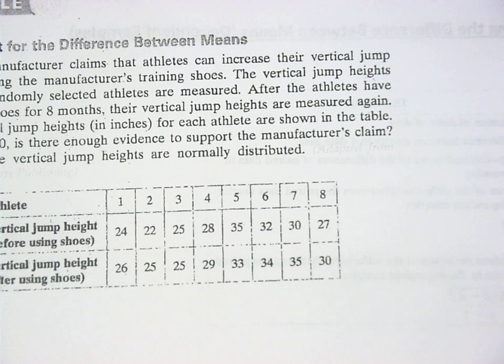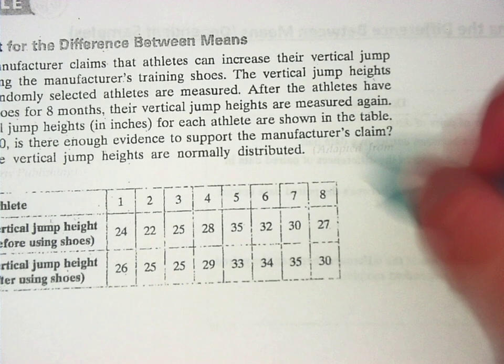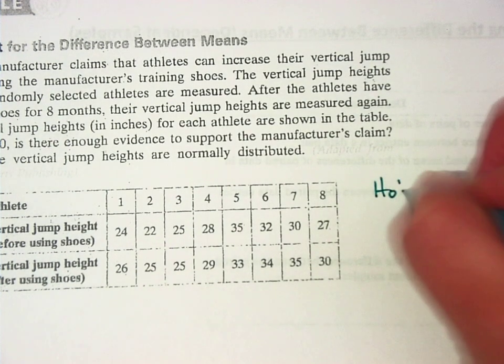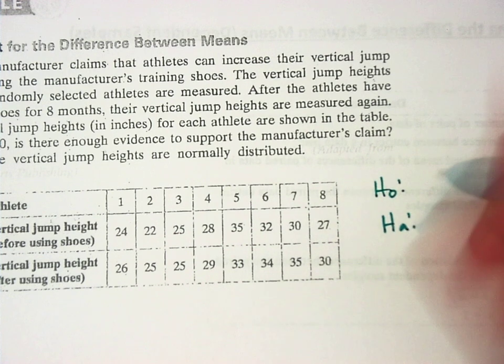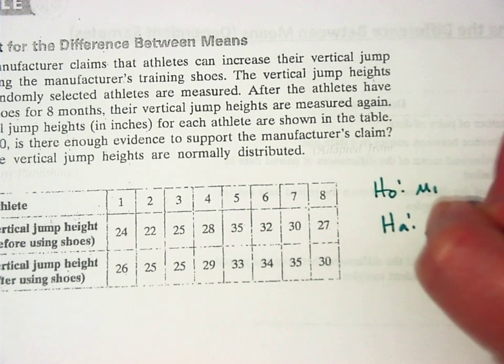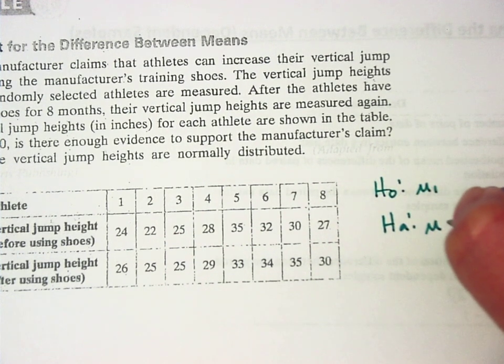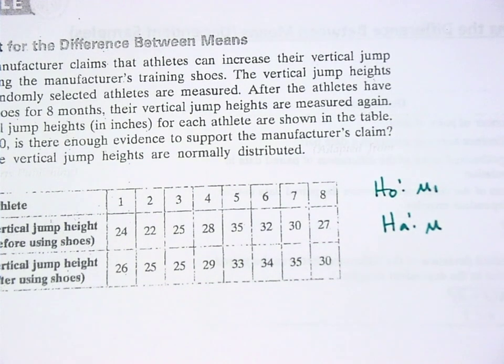All right, it looks like this shoe manufacturer claims that athletes can increase their vertical jump heights if they use their training shoes. Vertical jump heights of 8 randomly selected athletes are measured. What do we want to happen to their jump heights? Increase. All right, so I'm going to write H sub 0, H sub a. Mu sub 1. And it's not mu sub 1, it's just mu, right? We don't use a 1 at all.